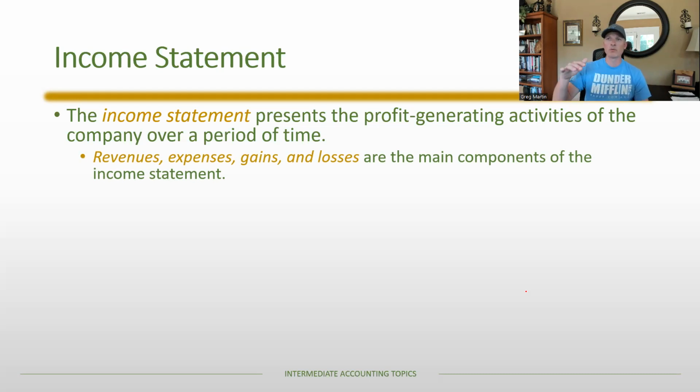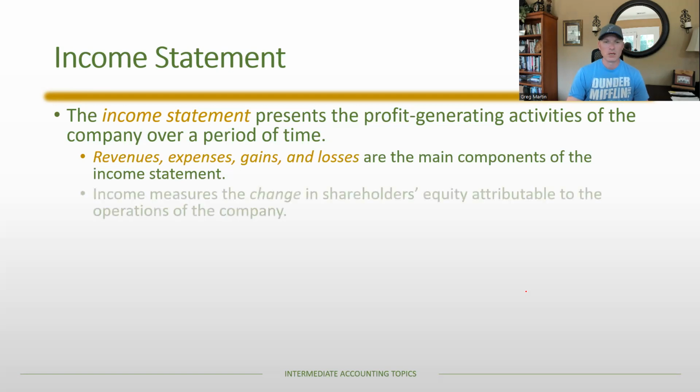And again, remember, elements include assets, liabilities, permanent equity accounts, revenues, expenses, gains, losses, and dividends. Those are all the different elements identified by the conceptual framework. And this is the statement where we present the revenues, expenses, gains, and losses. And so what we're looking at again is the change in equity, or the increase or decrease in equity from the operations of the company.